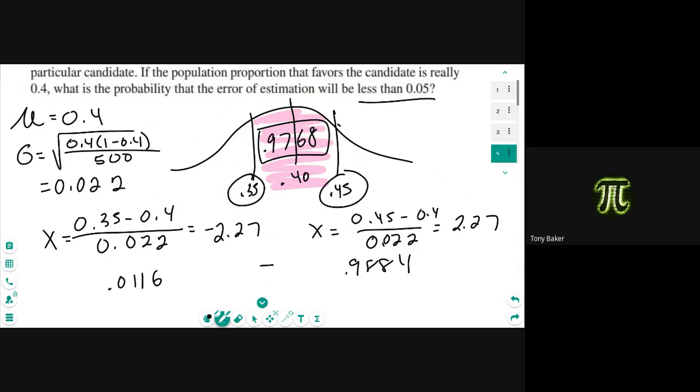What would be the z score if it was 3%? What would change? Less than 3%. Yeah, between 3%. So plus or minus 3%.